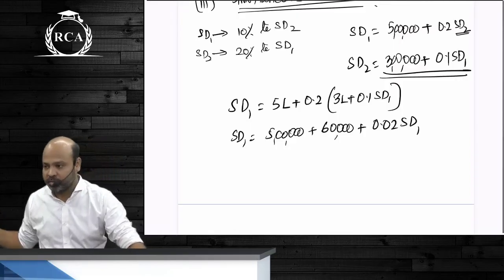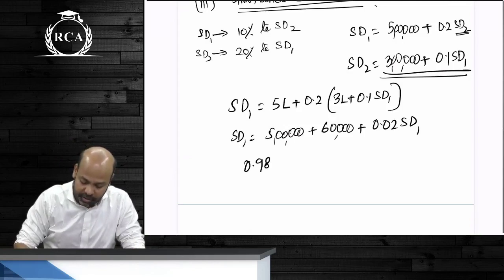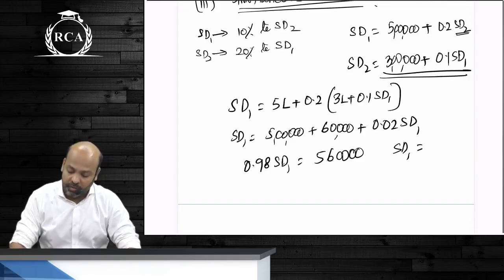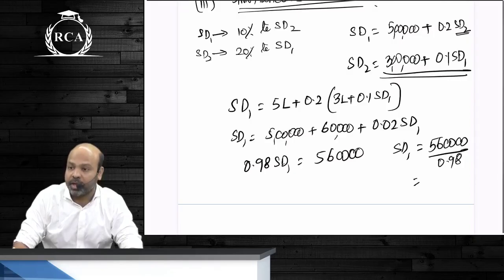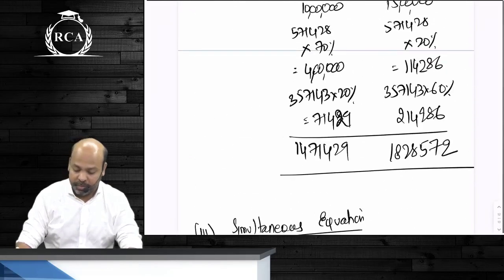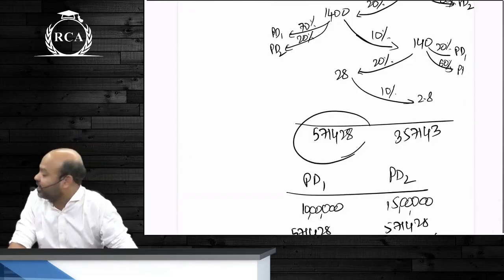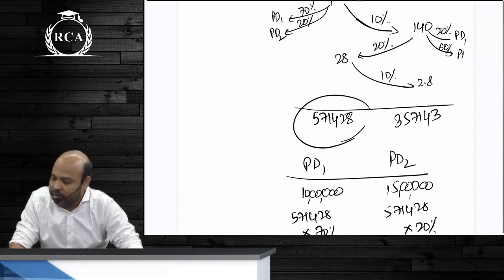Check on the calculator: 0.2 into 0.1. Bring that 0.2 SD1 here, beta. It will become 0.98 SD1. This is equal to 5,60,000. How much is SD1 equal to? Without meditation, you will see, beta, that it is 5,60,000 divided by 98%. 571. Magic. 5,71,429. 1 rupee difference, guys.